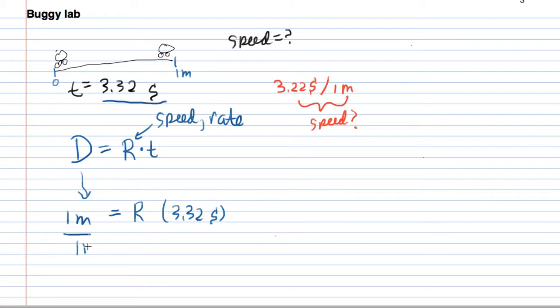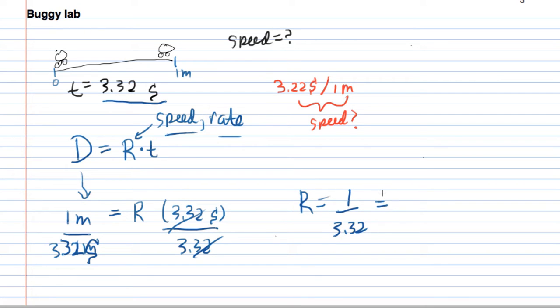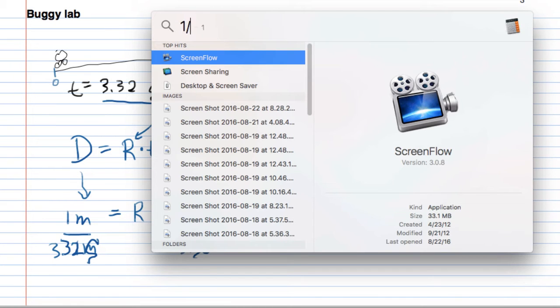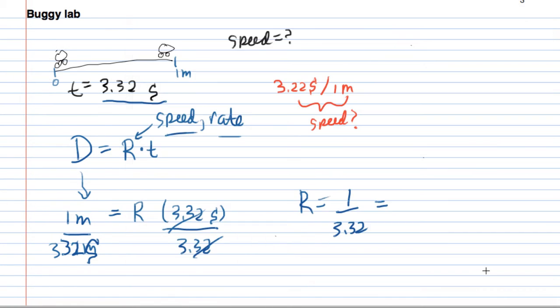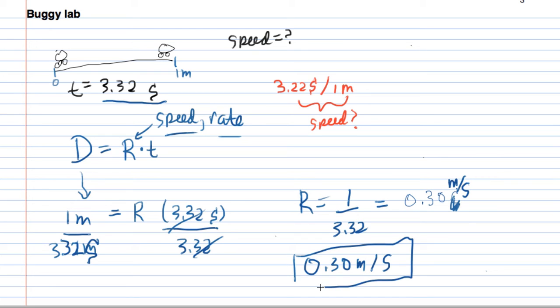So if I actually want to get the rate at which the car goes, which is what I was asking you for, remember rate and speed are interchangeable, we have that the rate is going to be 1 over 3.32. Sorry, I divided that wrong. 1 over 3.32. And so we're going to end up getting for our rate about 0.30 meters per second as our answer. So again, rate being speed, our final answer is 0.30 meters per second as our speed.